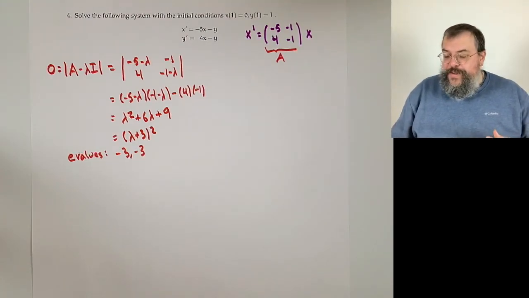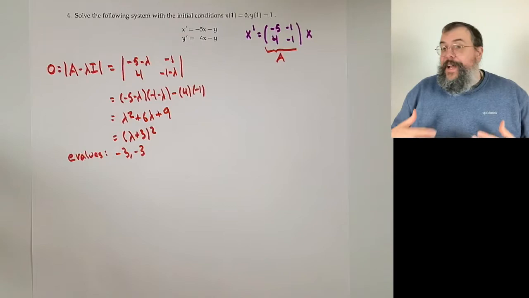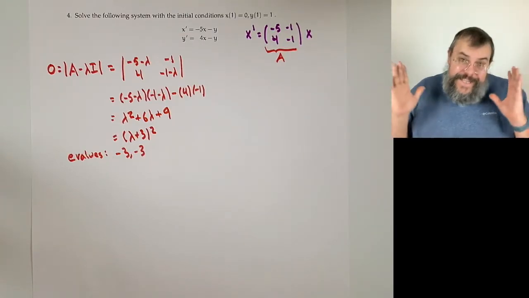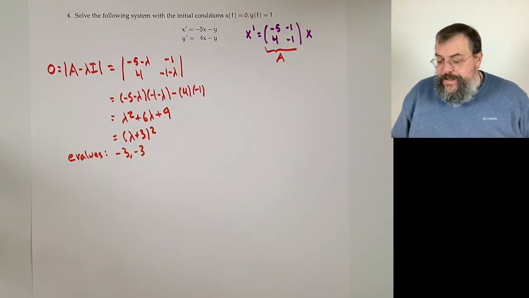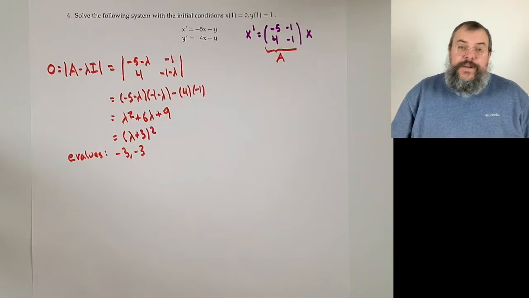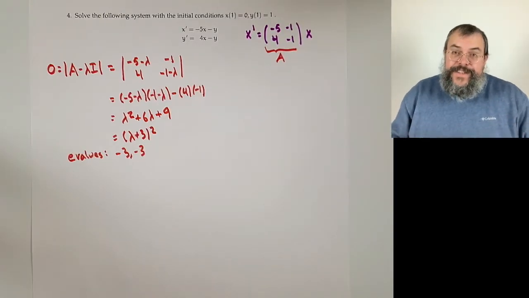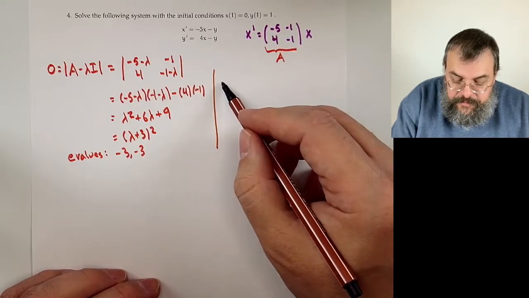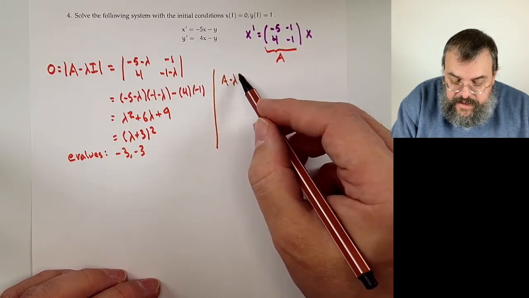If it's 2 by 2, if you see a repeated eigenvalue, and the problem is not super boring, you're going to have to do something about missing eigenvectors. Now, let's find out, is that happening here? Okay, so we're going to look at this matrix A minus lambda I.